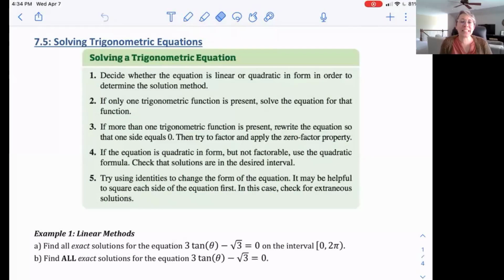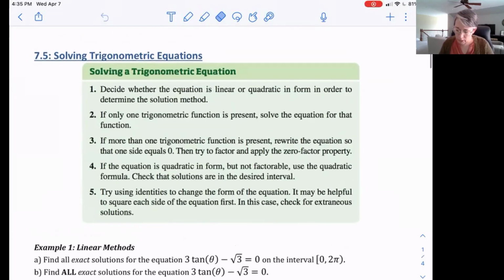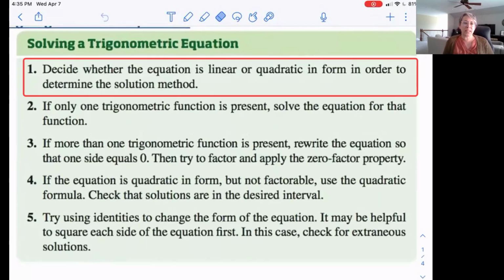Everybody, we are ready for 7.5, solving trigonometric equations. So here's some things to keep in mind while you're solving some trigonometric equations. Number one, decide whether the equation is linear or quadratic in form in order to determine the solution method.